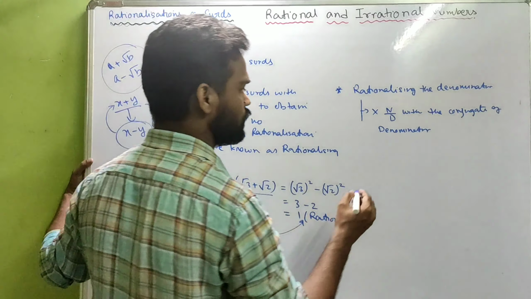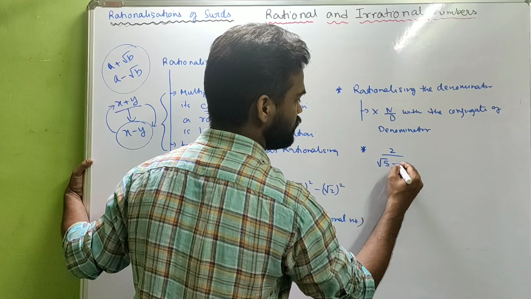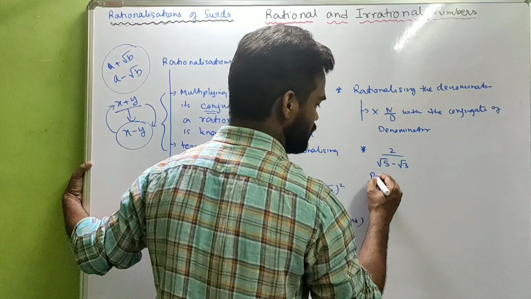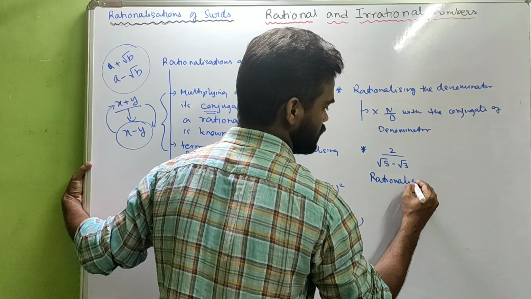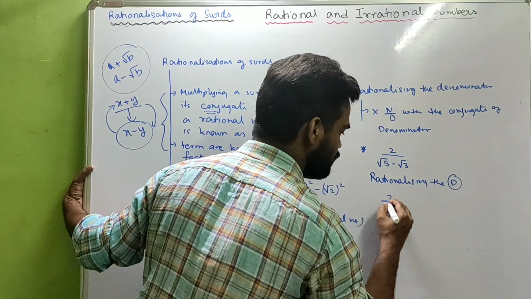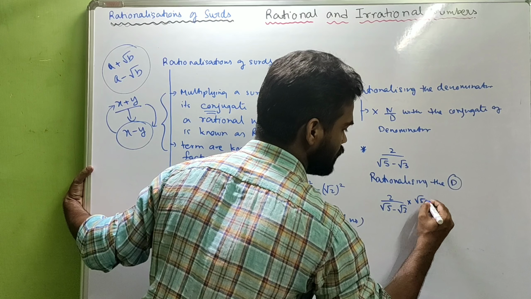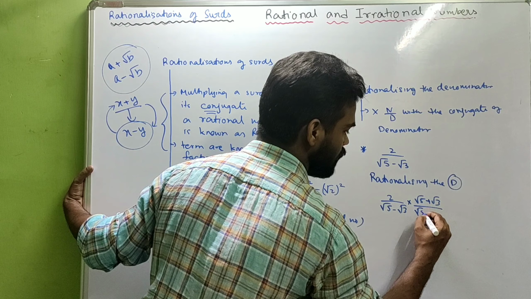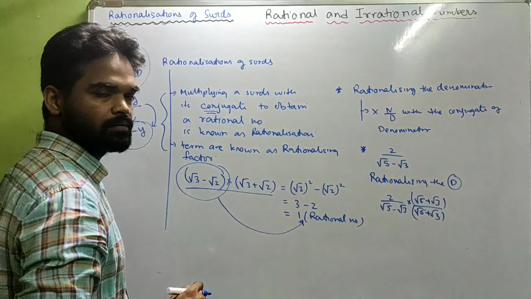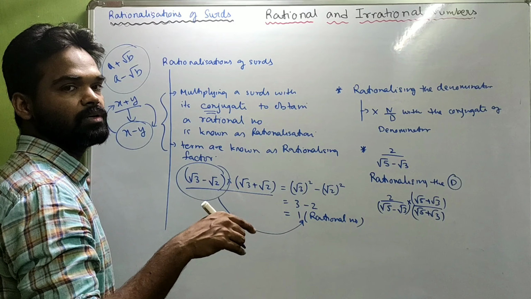What I mean, just look over here. Suppose we have 2 by root 5 minus root 3. So on rationalizing the denominator, what do we get? We multiply the numerator and the denominator by the conjugate of the denominator. Isn't it? The denominator was root 5 minus root 3, so I multiplied both by root 5 plus root 3.